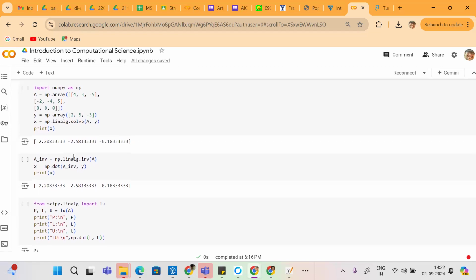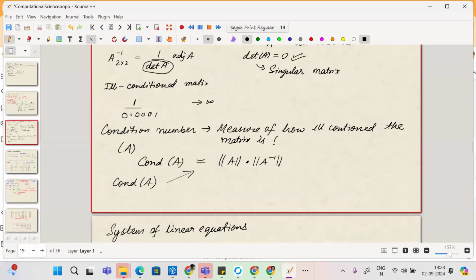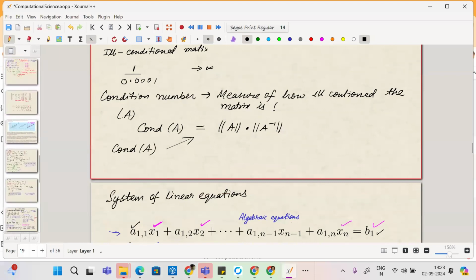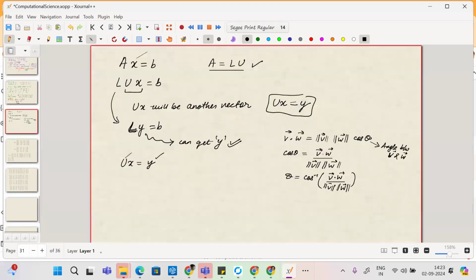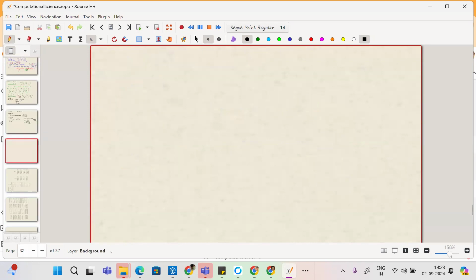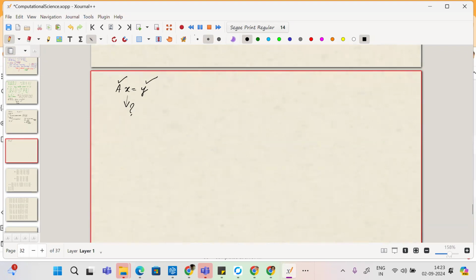Let us see. This is the matrix A for you, and this is the vector Y. So we are basically solving A times the vector x equals the vector Y. Clear? Are we on the same page? So what we are trying to solve is Ax equals Y. This is given to you in the code. Our job is to find x.